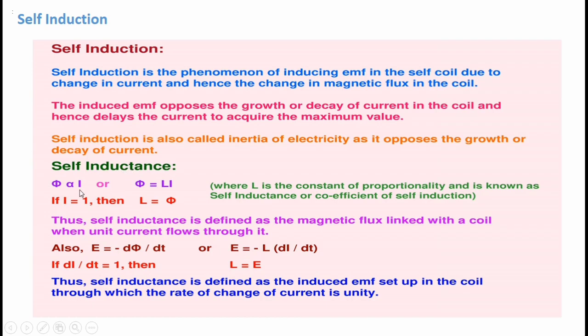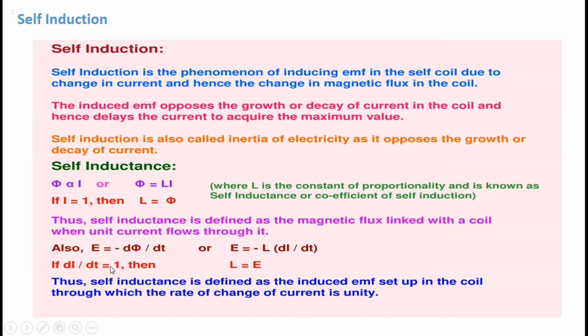Self-inductance is given by the equation phi is directly proportional to I, or phi is equal to L into I, where L is the constant of proportionality, known as self-inductance or the coefficient of self-inductance. If I is equal to 1, then L is equal to phi. Thus, self-inductance is defined as the magnetic flux linked with a coil when unit current flows through it. Also, E is equal to minus d phi by dt, or E is equal to minus L into di by dt.